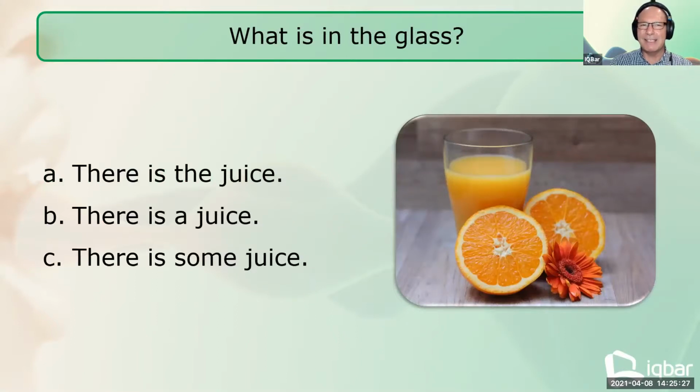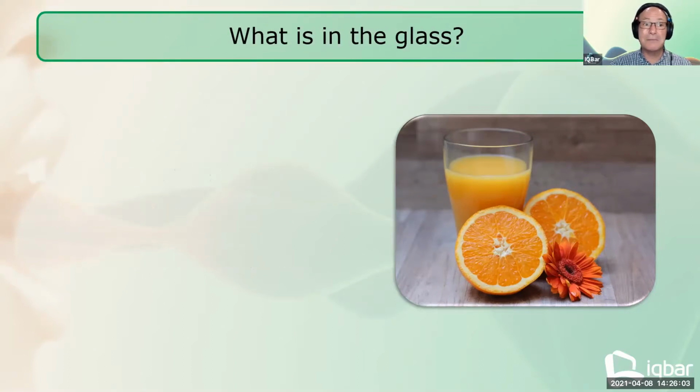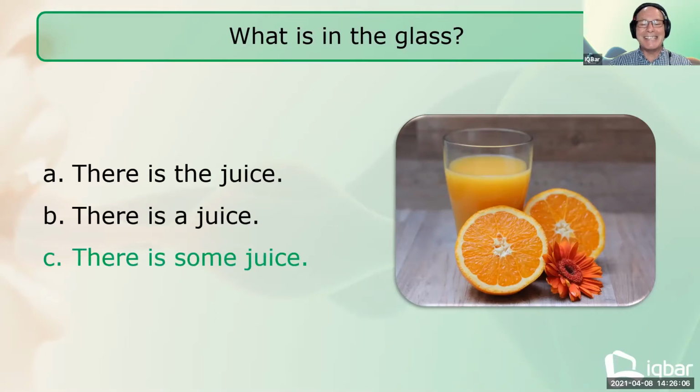Now we are going to look at this question. What is in the glass? A, there is the juice. B, there is a juice. Or C, there is some juice. Now what to remember here, can we count juice? Is it countable or uncountable? So what would we say if we don't know the amount? Would it be A, B, or C? And what is in the glass? There is some juice because it's uncountable.